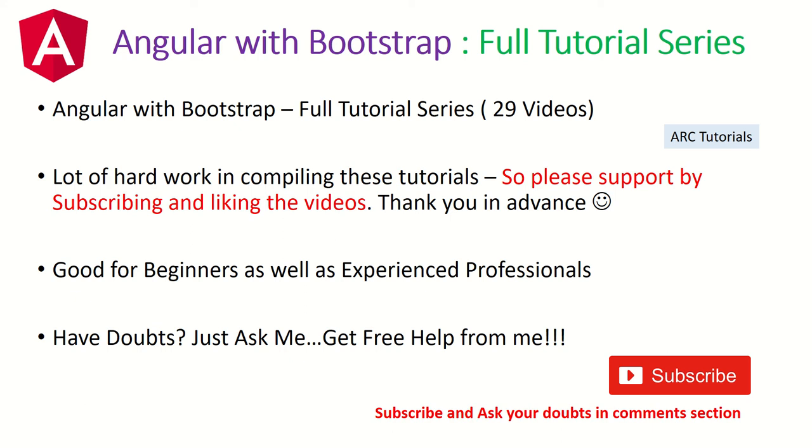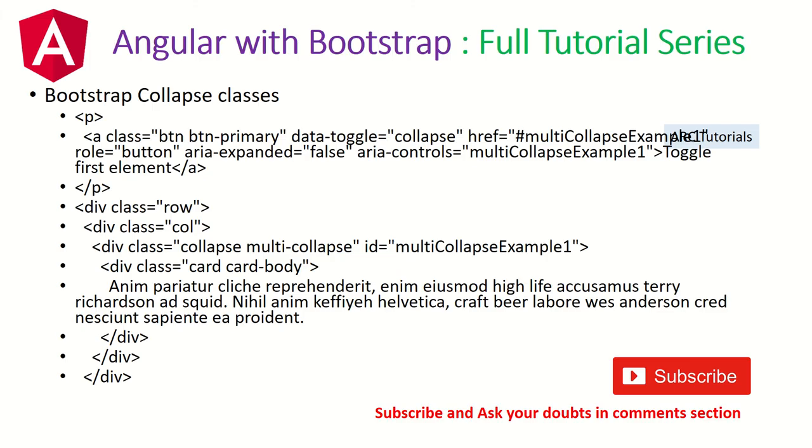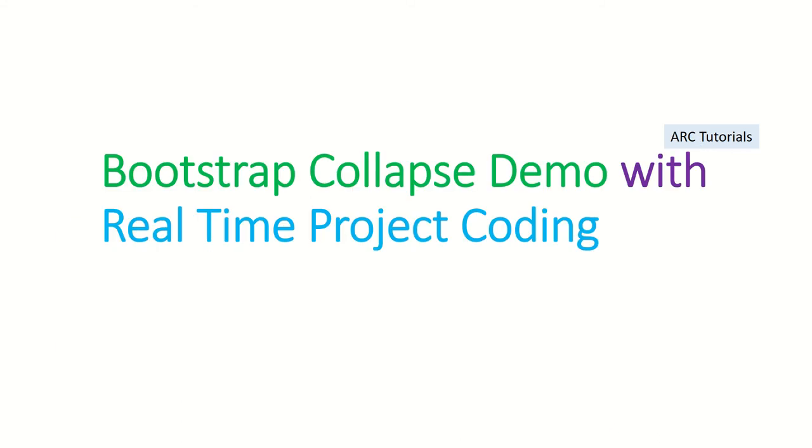Let's get started with Bootstrap collapse. Bootstrap provides a lot of utility classes which we can easily use to create accordions in our application. We can have multiple accordions on one screen, and you can have multiple tabs for each accordion. I'm going to show you that now in a real-time project. We are building an ARC Reminders application where we are going to use the Bootstrap collapse component.